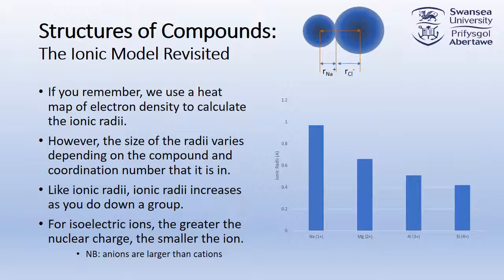Okay, so this graph here on the right hand side shows our isoelectronic ions going across from sodium to magnesium to aluminium to silicon. Okay, very poorly drawn line there.